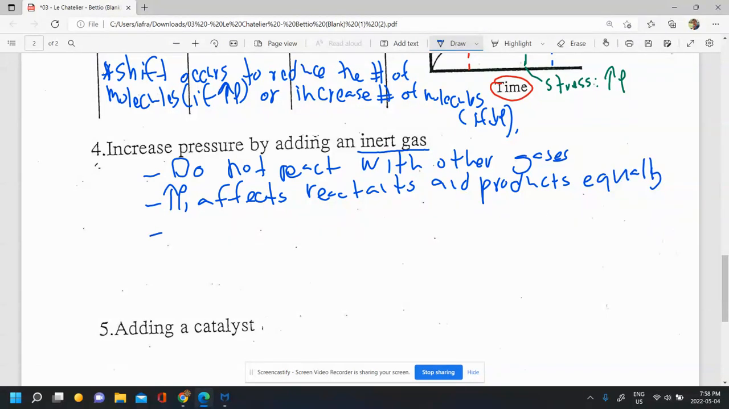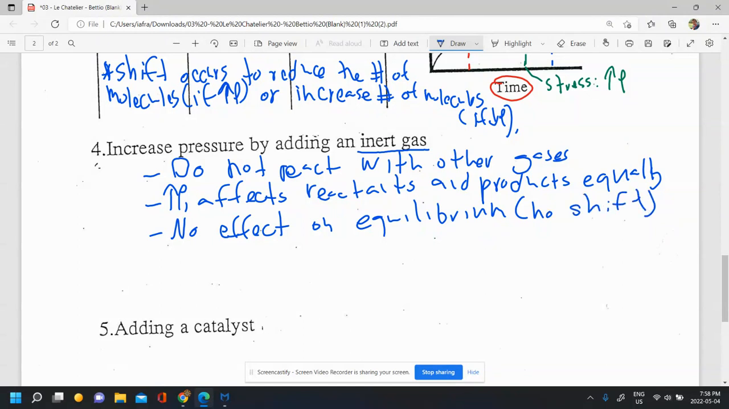So as a result, because it affects both the reactants and products equally, and it doesn't increase the collisions between the reactant particles themselves, just more so between all the particles and the inert gas, it's not going to have an effect on the equilibrium. So there's no effect on equilibrium. No shift. No left to right or right to left. So in other words, our K is going to be constant as well.